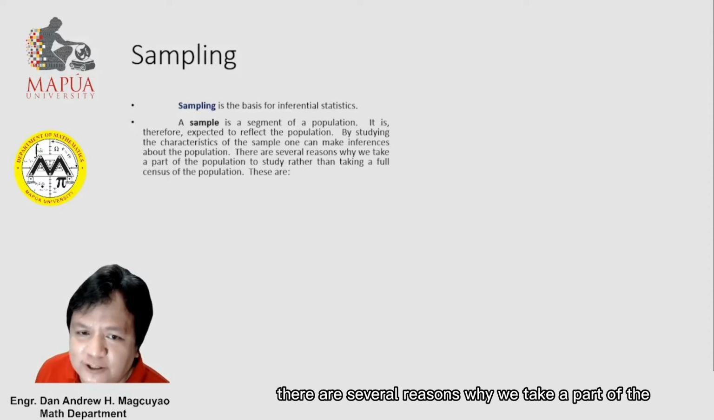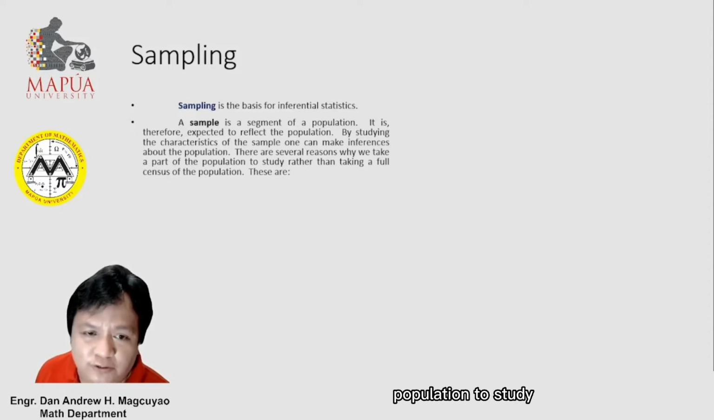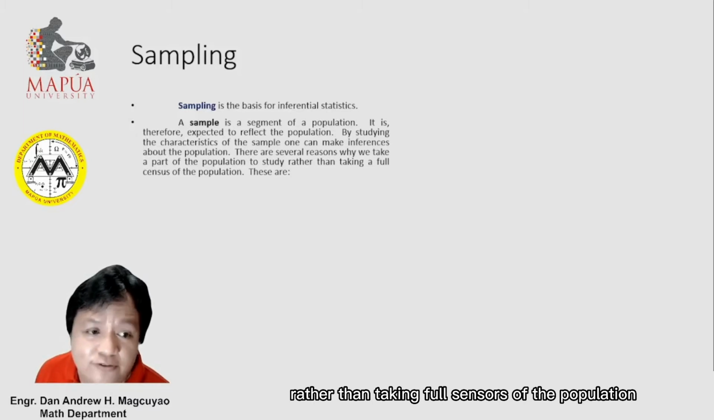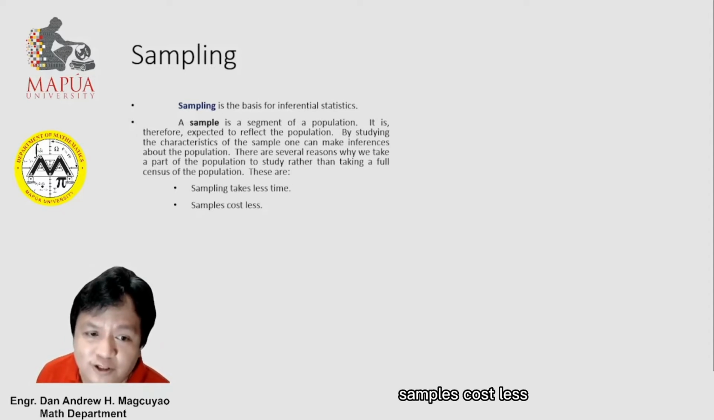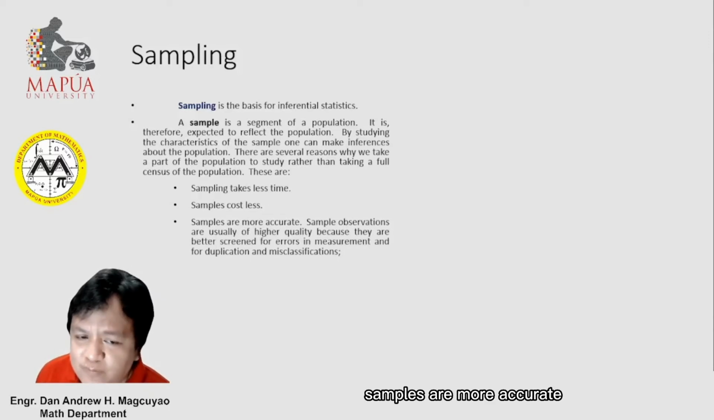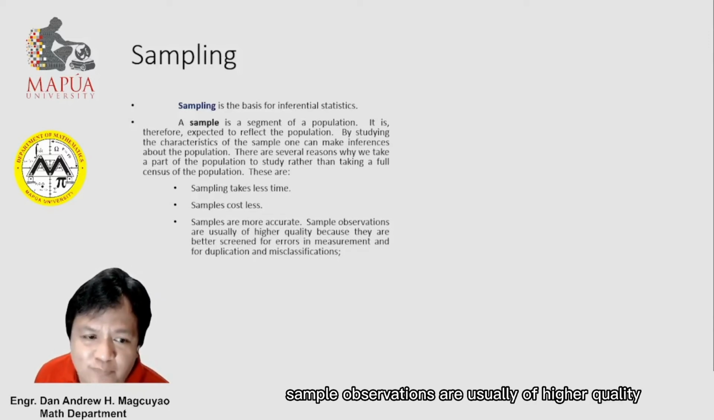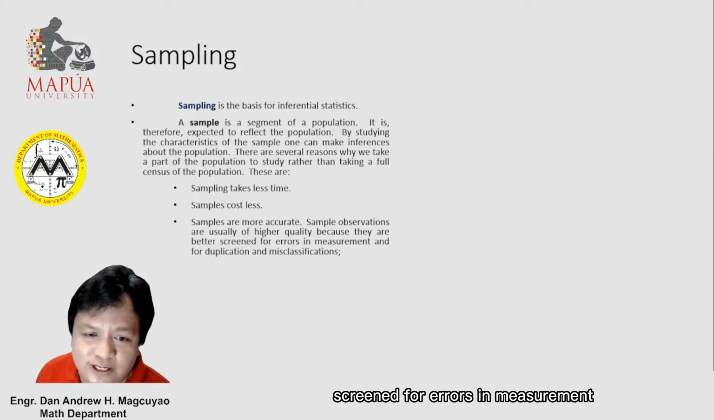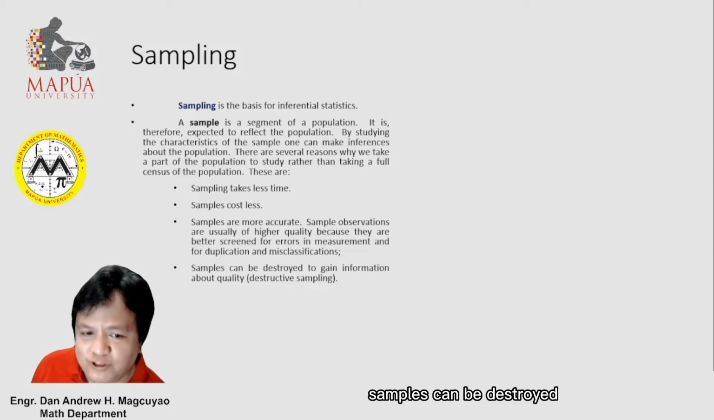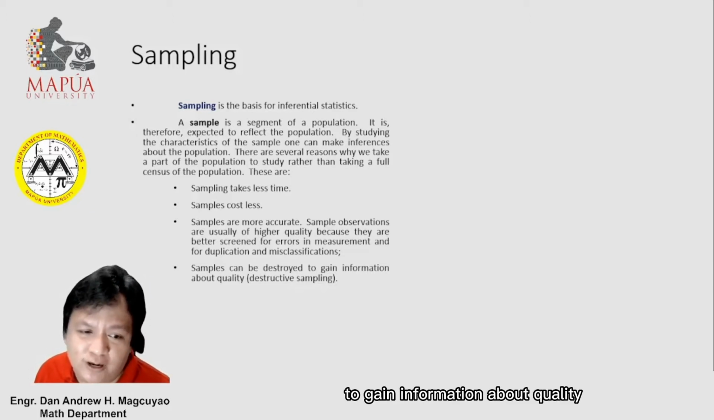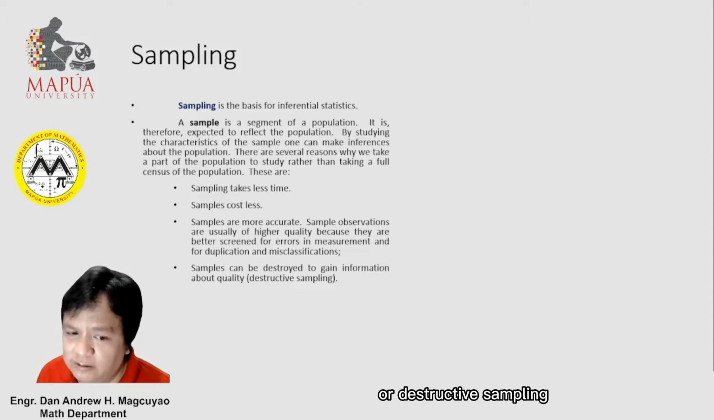There are several reasons why we take a part of the population to study rather than taking a full census of the population. These are: sampling takes less time. Samples cost less. Samples are more accurate. Sample observations are usually of higher quality because they are better screened for errors in measurement and for duplications and misclassifications. Samples can be destroyed to gain information about quality, or destructive sampling. Imagine doing some blood tests.